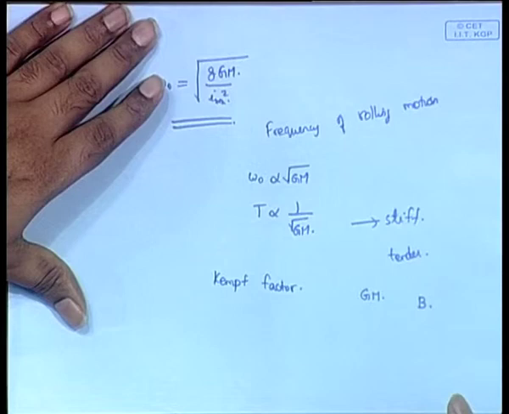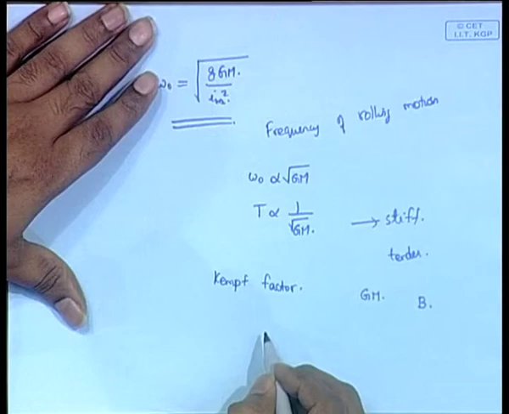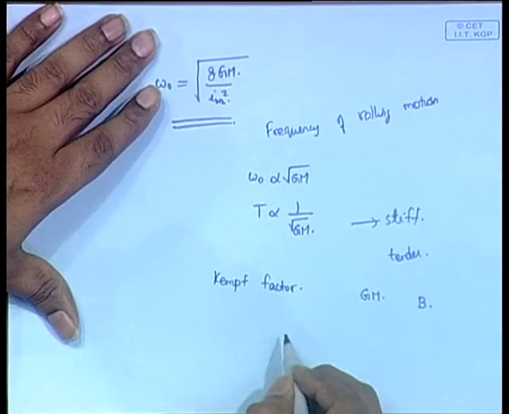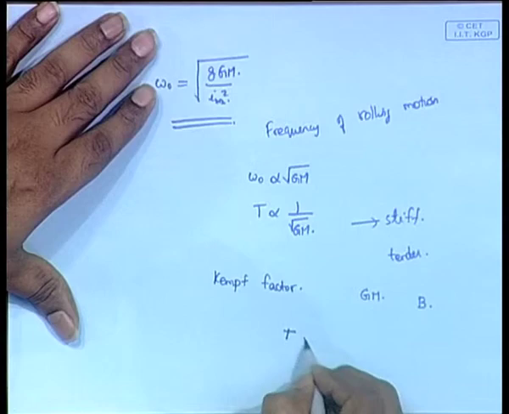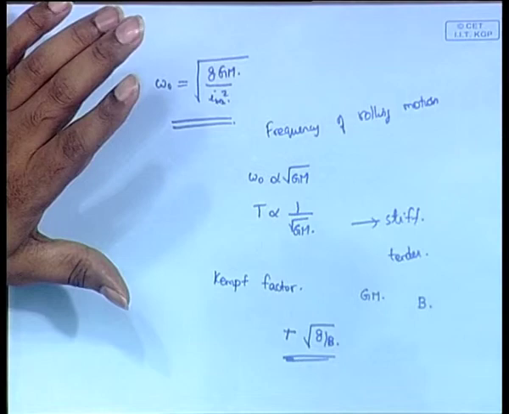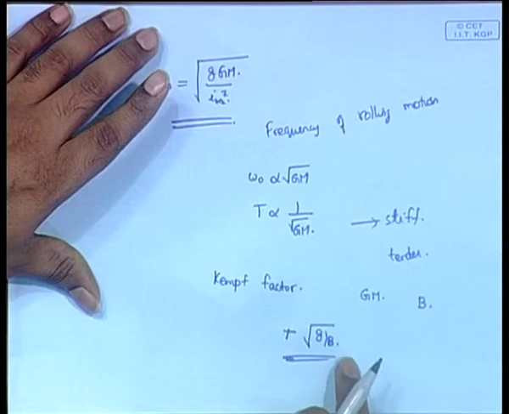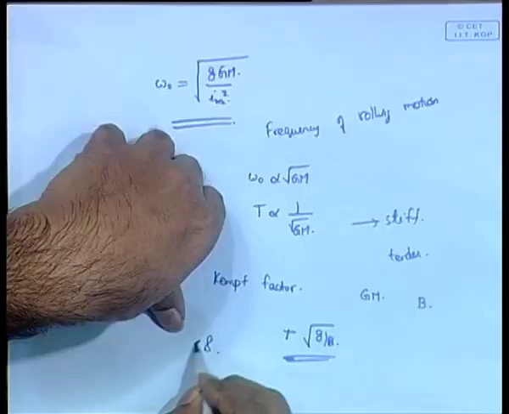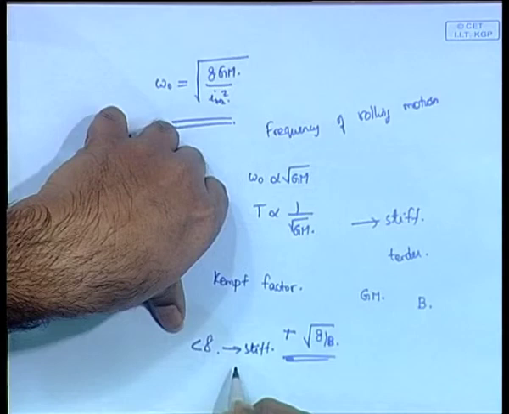So he brought in T into root G by B. This is actually not important. Just know that there is something known as the Kempf factor. This is the exact expression for it: T is the draft, T into root of GM by breadth. Now, when the Kempf factor is under 8, if it is less than 8, then you say that the ship is stiff. If it is between 8 and 14, we say that it's comfortable.